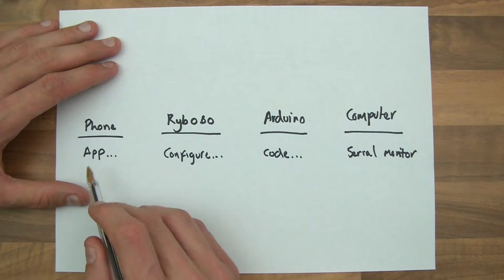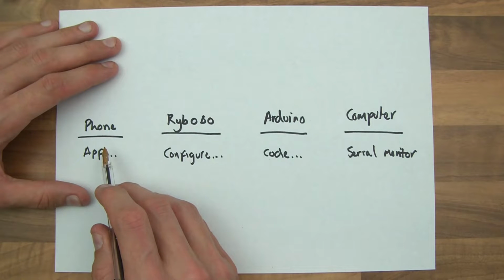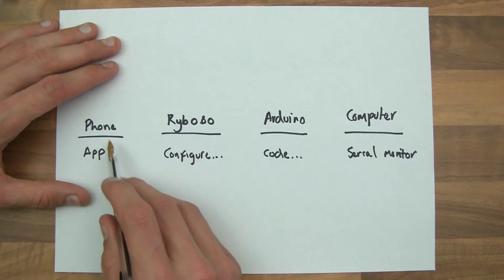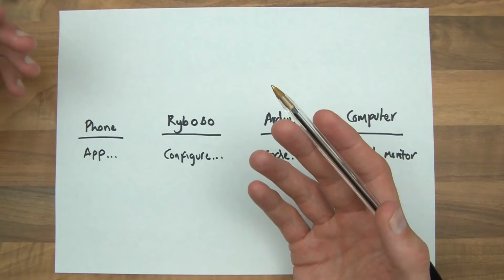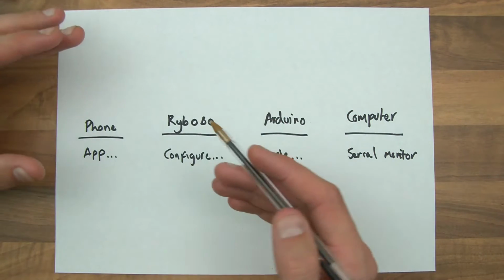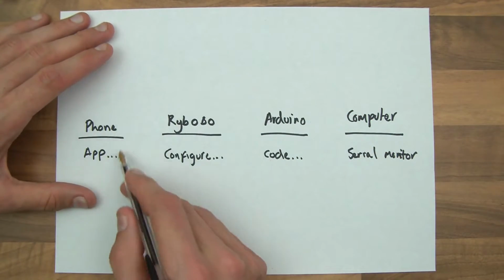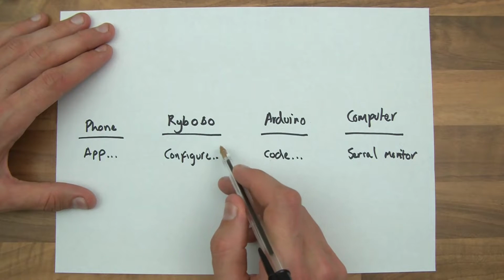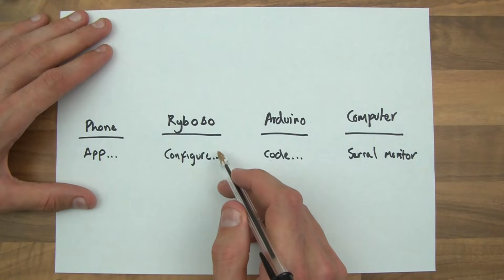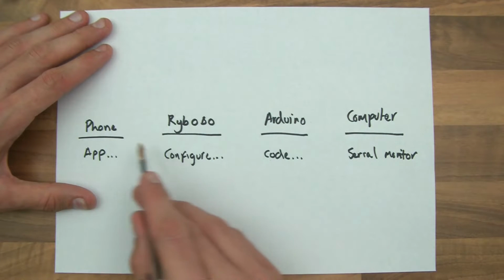The app has been supplied to me via a link from Reyax, and I'll share that link with you so that you can get the app. I believe they're fairly generic, and if you've not got an Android, you can get a different app, but we'll talk about that later. But yeah, the phone needs an app. The RYB080, you can configure it if you want to. Now, you don't really have to, but you can configure it.